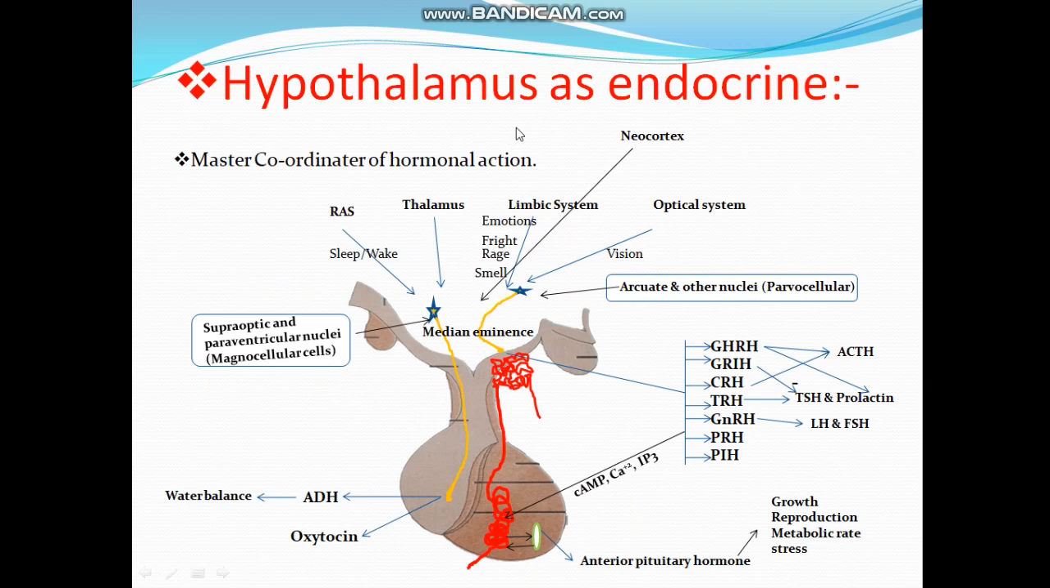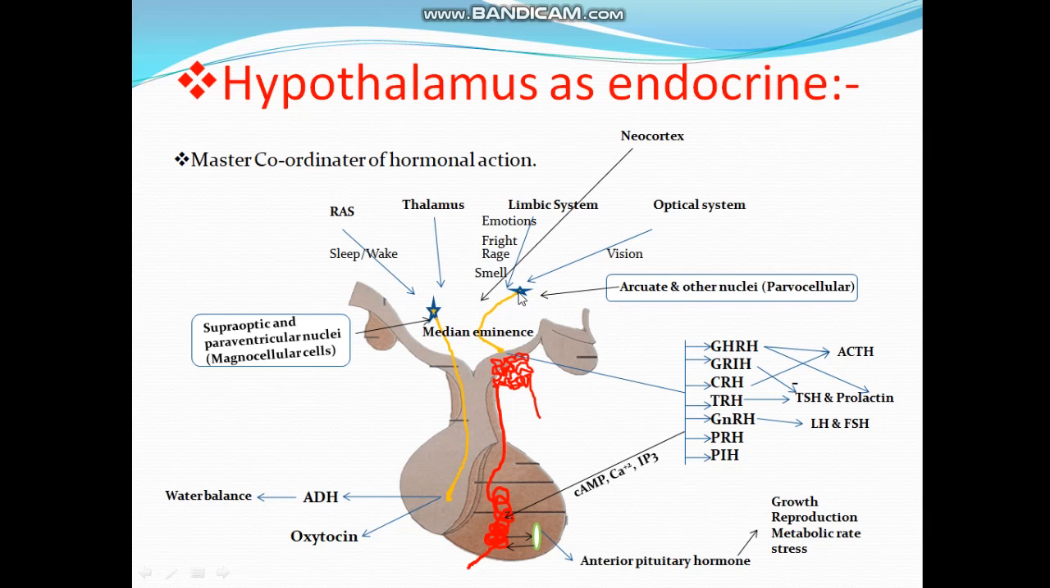Now here we will see the hypothalamus as an endocrine gland that controls the anterior pituitary gland. So that's why the hypothalamus is called the master coordinator of hormonal action. So first, see here, the nuclei of the hypothalamus like the arcuate nuclei and other nuclei contain small size cells that are called parvocellular cells. So these nuclei generate hormones like growth hormone releasing and inhibitory hormone, corticotropin releasing hormone, thyroid releasing hormone, gonadotropin releasing hormone, prolactin releasing and inhibiting hormones.